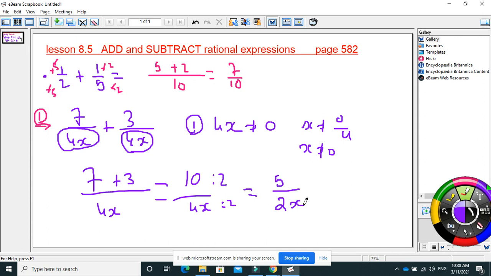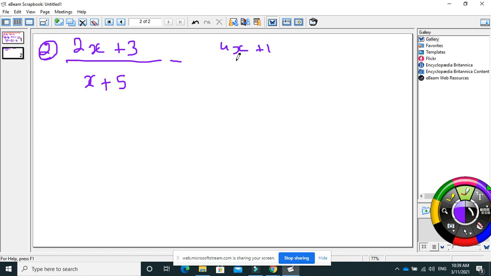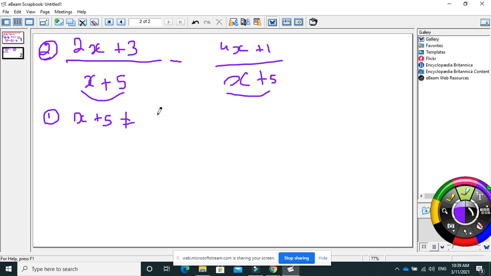Okay, that's it. Now, I will give you another example. I will make it harder and harder. Let's do this one, for example. Let's say I want to do (2x plus 3) over (x plus 5) minus (4x plus 1) over (x plus 5). First, all the time, look at the denominator. I have it the same, so I don't have any problem. So I write the condition first. So x plus 5 cannot be equal to 0. x cannot be equal to minus 5.